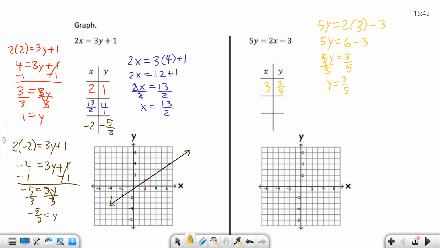Where's 3/5 between what and what? Between 0 and, which one is it closer to? It's just barely closer to 1, right? It's just a little bit bigger than a half. So we come over here to 3 on the x, and then we go a little bit bigger than a half.